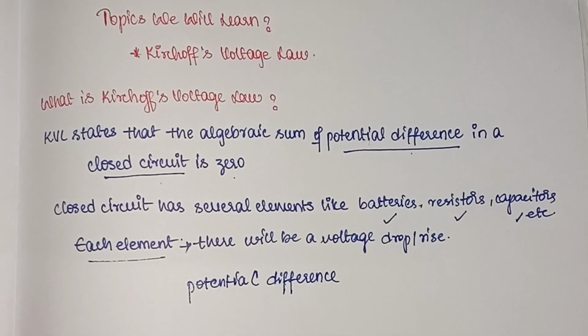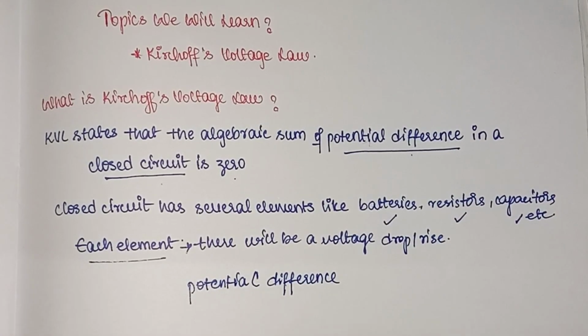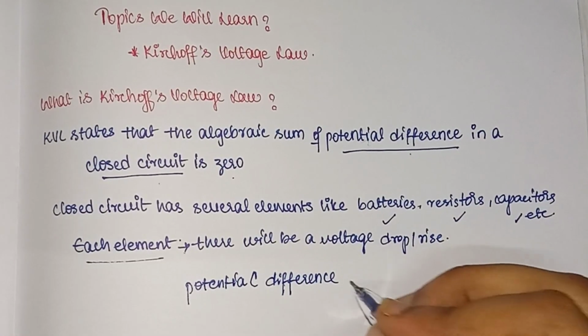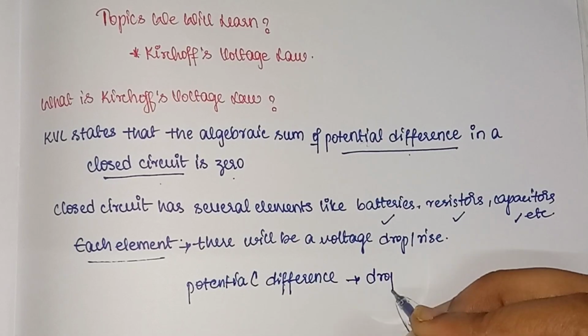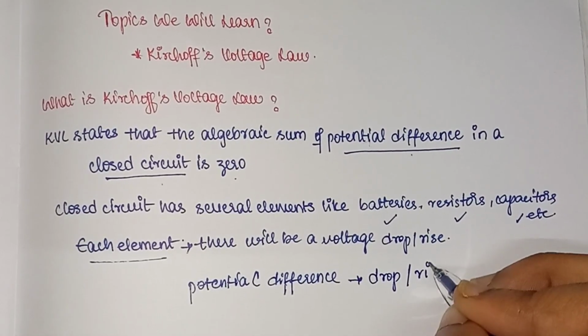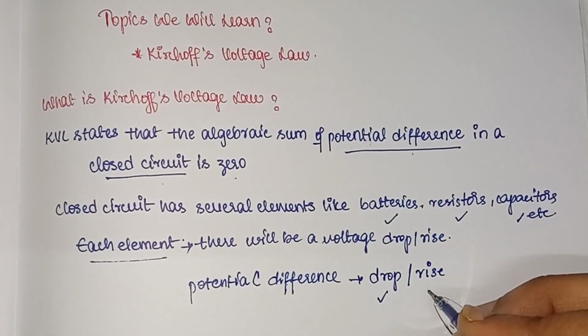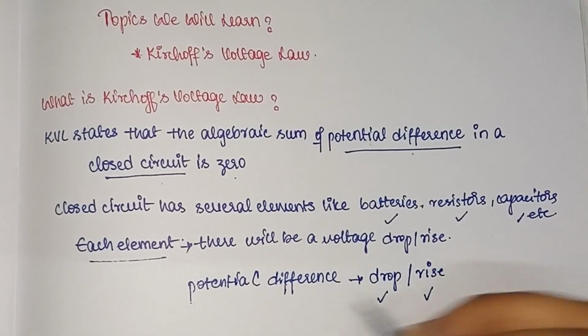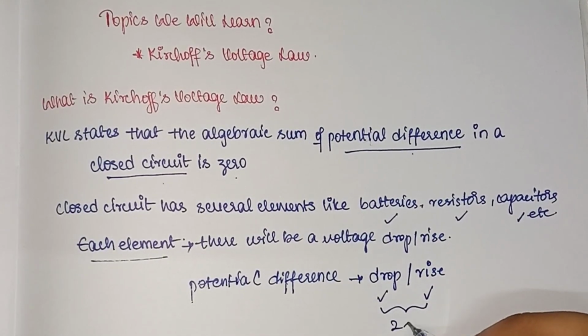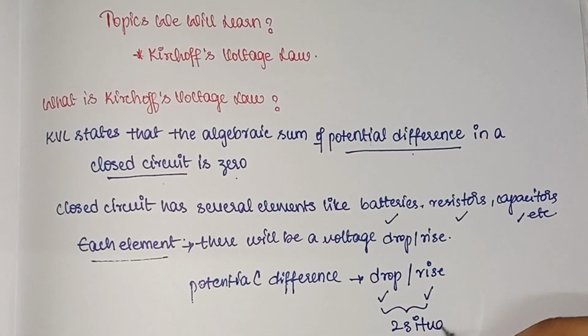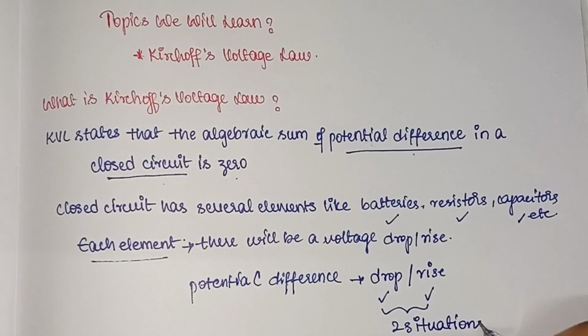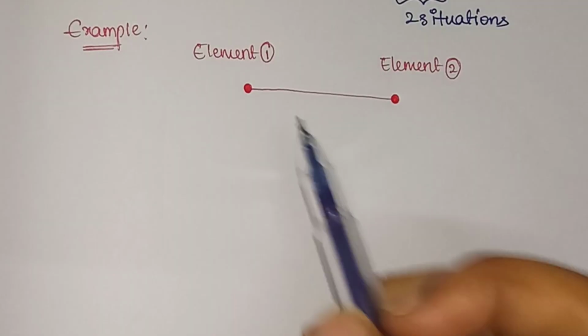Here we have two situations. What are those two situations? If we consider the potential difference, it may have a drop situation or a rise situation. So drop is considered a situation and rise is considered a situation. Altogether we have two situations in this condition. Now let's see an example.